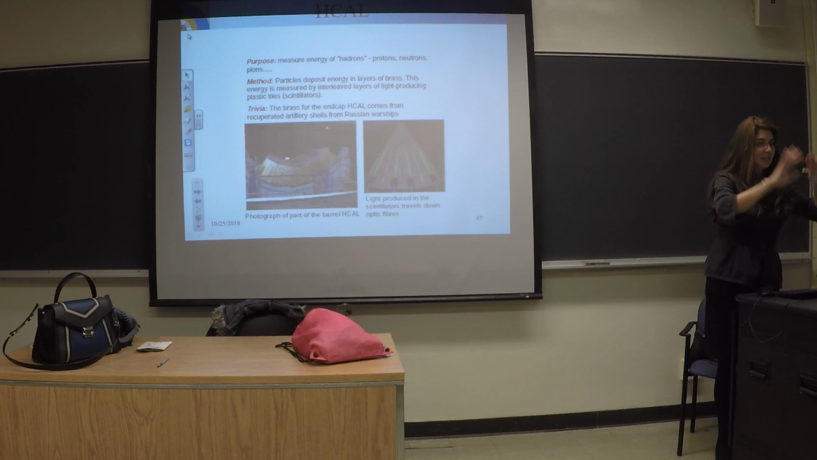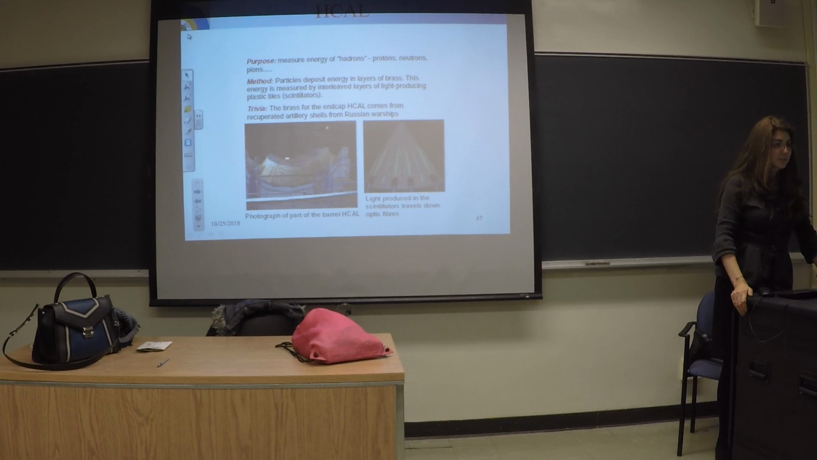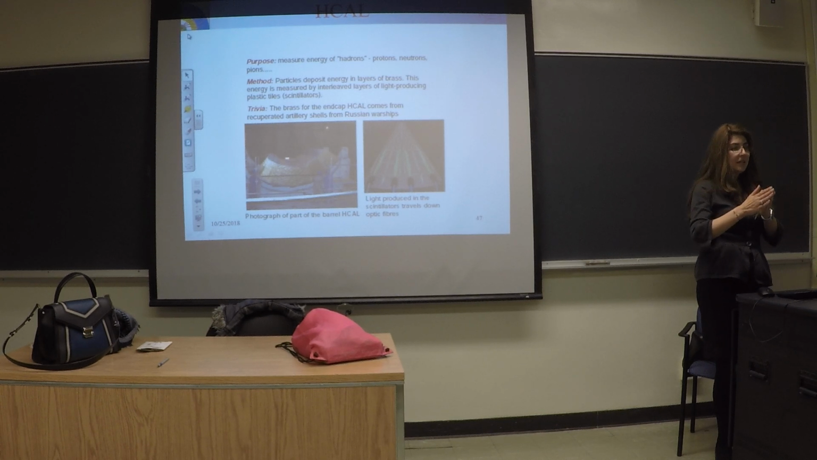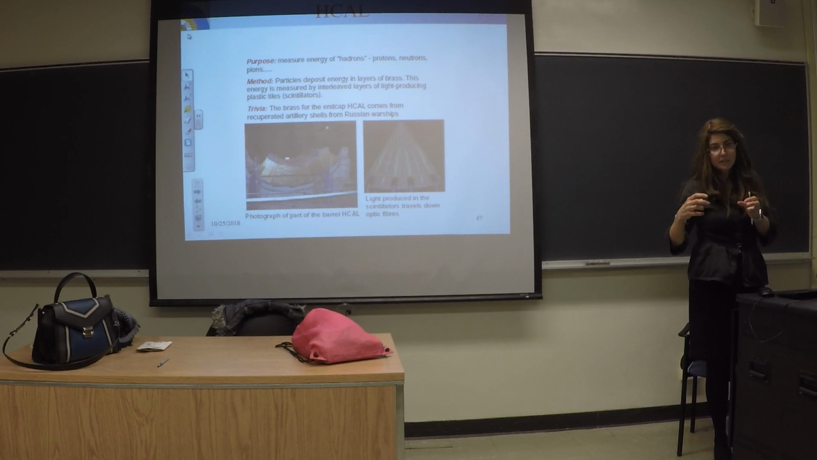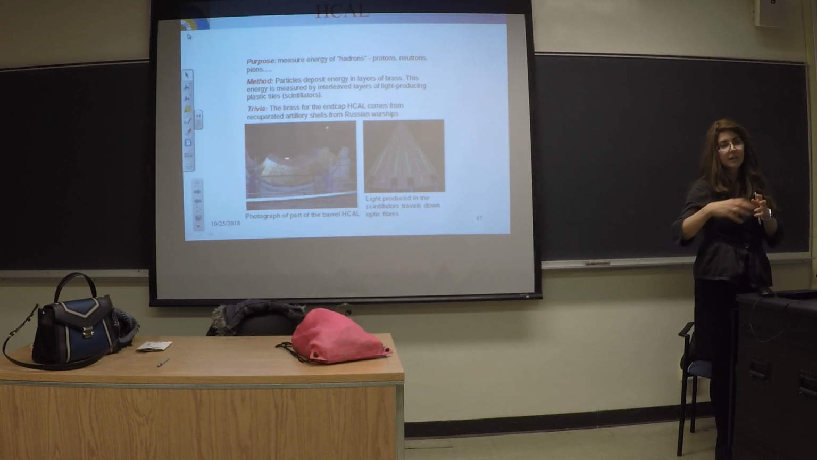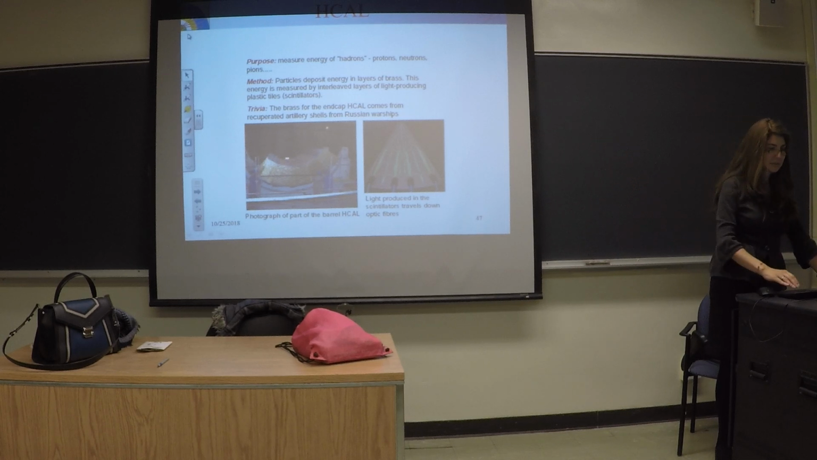The next one after the electromagnetic calorimeter came the HCal, the hadronic calorimeter, and there the purpose is to measure the hadrons and their energy: proton, neutron, pion. The method was that particles deposit energy in layers of brass. They lose energy there, and then this energy is measured by interleaved layers of light-producing plastic tiles, scintillators. So it's like a sandwich. You lose energy in the brass, and that produces particles that propagate to the scintillator and create light, and then the light turns into electrons, and then we collect the signals.